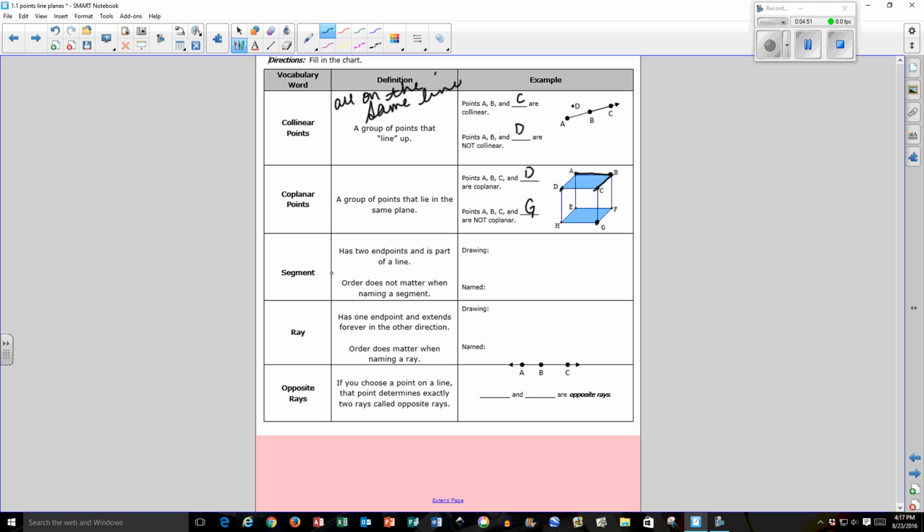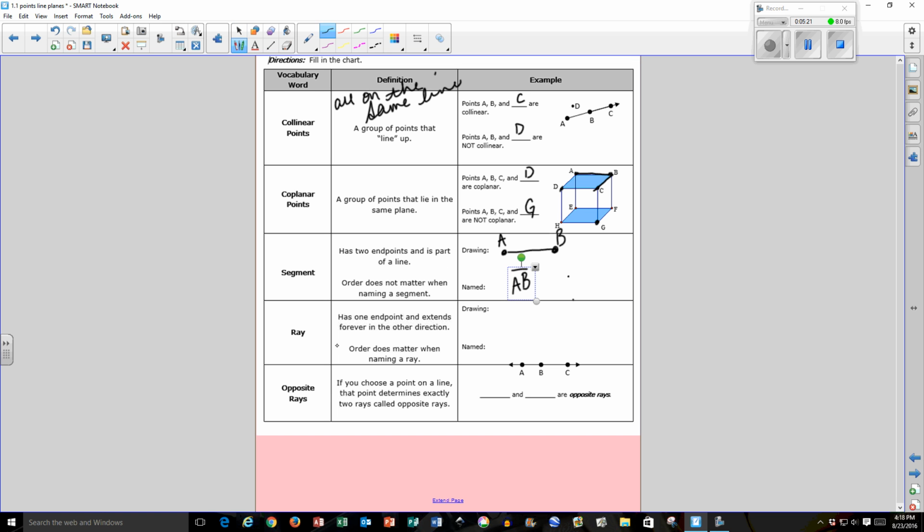A segment has 2 endpoints. It has a start and a finish. It's measurable. So a segment would be 2 points and connects. It has a start and a finish. Order does not matter when you're naming a segment, so this would be segment AB. So you would use a segment symbol over the top.